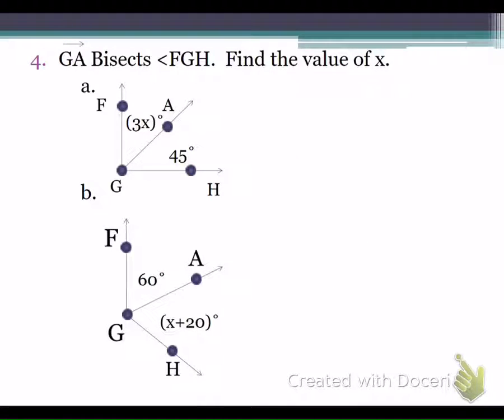You don't need to draw these angles. What I want you to do instead is write the equation with me. So number 4 says that ray GA bisects angle FGH. Find the value of X. So if this ray is a bisector of that angle, what do I know about the two smaller angles? They're congruent, and congruent means what? They're equal. So I'm going to write 3x equals 45.